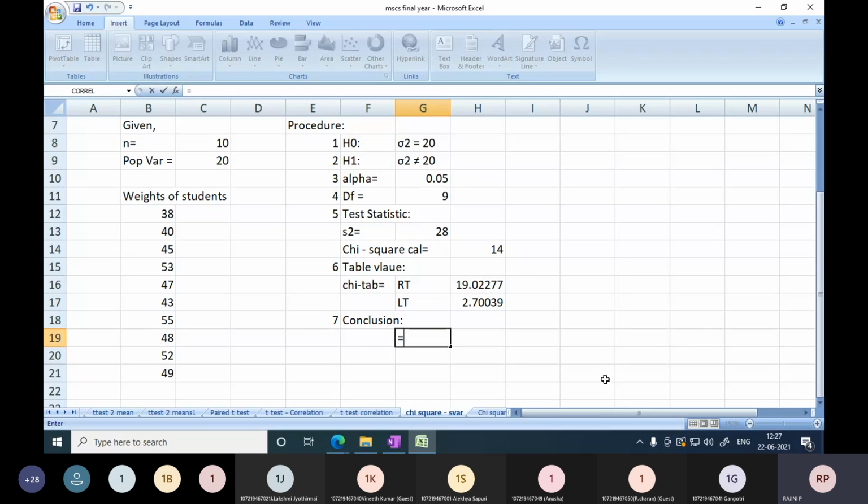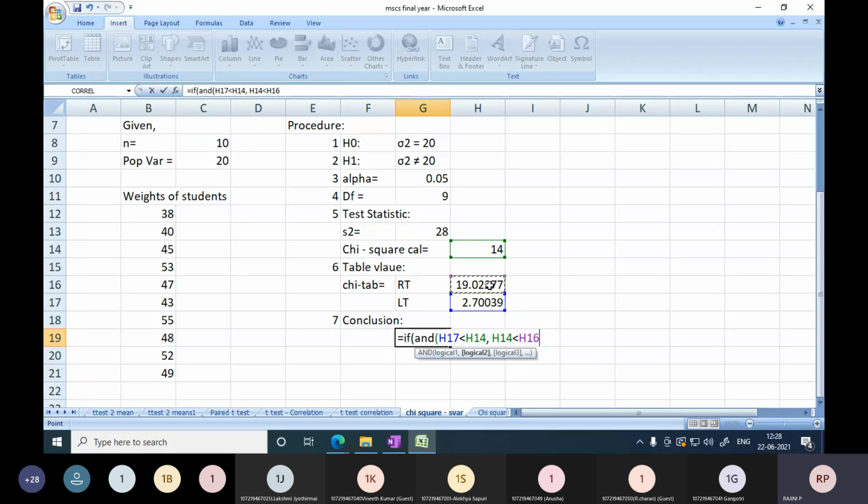See, if open the bracket, you need to check both the two conditions. That's what I'm writing. Two conditions you want to check simultaneously, and open the bracket. If the chi-square left tail value is less than chi-square cal value, comma, another condition is chi-square cal value less than chi-square right tail value. Did you understand everybody how to take?